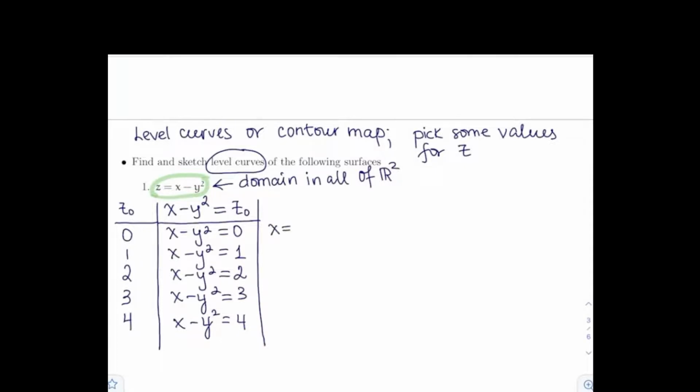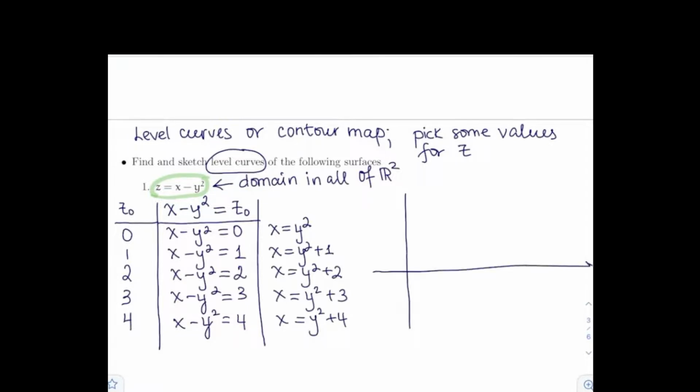So this one is x is equal to y squared. This one is x is equal to y squared plus 1, and so forth. So you can see that I'm just going to rewrite these as a function of y. They're simple enough that we should be able to figure out what the sketches look like, right? So this is y squared plus 4. That's my last one. Okay, so now I'm going to make a contour map or level curves map.